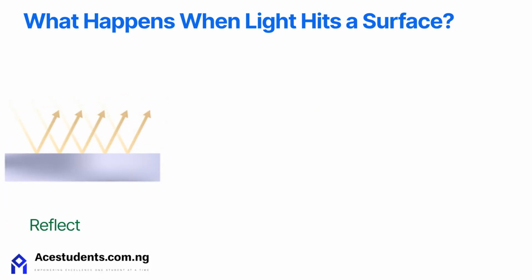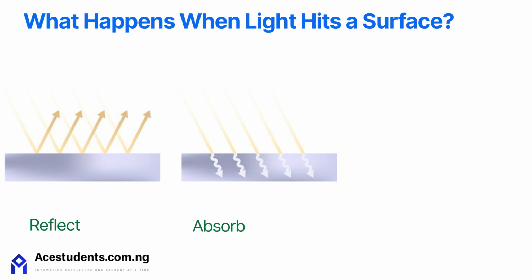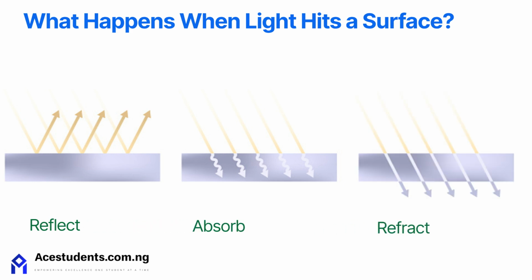When light encounters a surface, three things can happen. The first possibility is that the light reflects, meaning it bounces off the surface. The second possibility is that the light is absorbed, where the energy of the light is taken in by the material. The third possibility is that the light refracts, which means it passes through the material and changes direction.